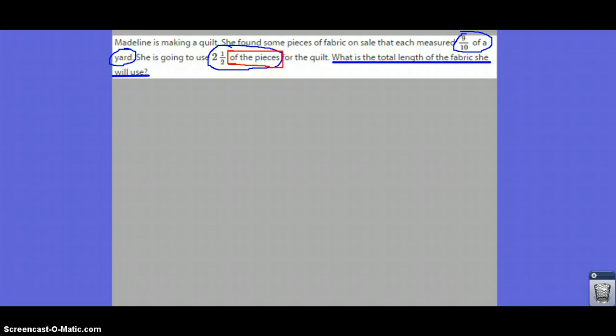And then our box, our math action words. There it is again: 2.5 of the pieces. Okay, so of the pieces for the quilt means 2.5 of the 9/10 of the yard, which means we're going to multiply. So now we're going to have 9/10 times 2 1/2. Okay, so we've got to take this mixed number and turn it into an improper fraction.